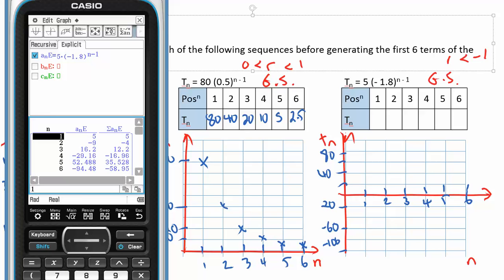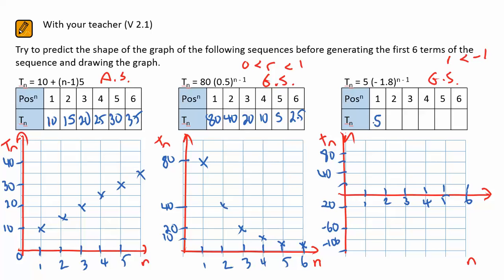In the third instance, with a sequence such as this, it's far easier to put it into your calculator. So 5 times, open bracket, negative, that's negative in brackets, 1.8, close brackets to the n-1. And you can see here we generate the sequence 5, -9, 16.2, and so on. So use that to do the hard parts in that question.